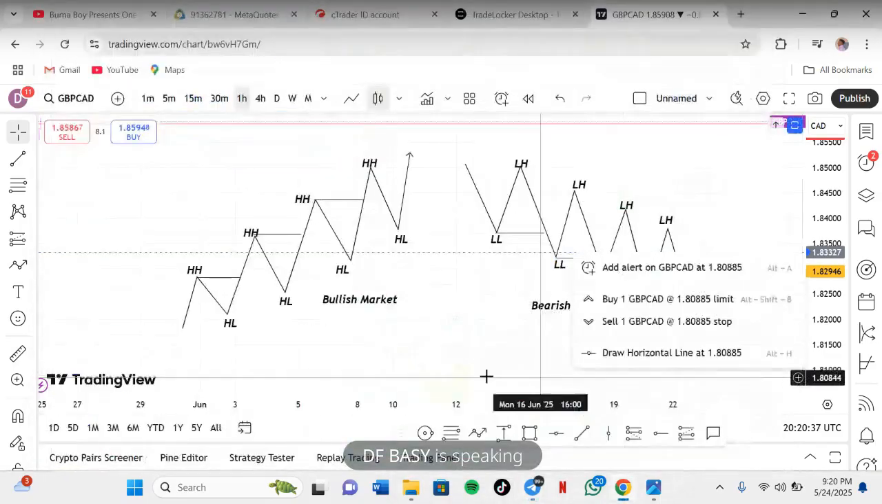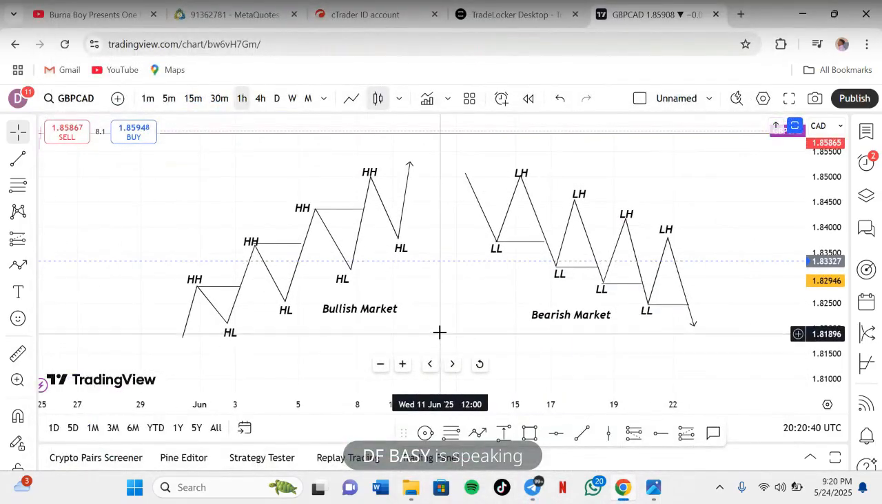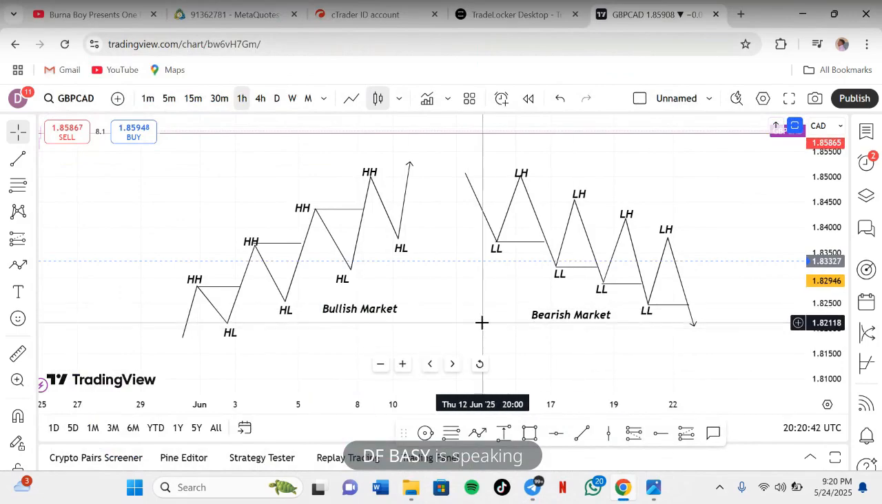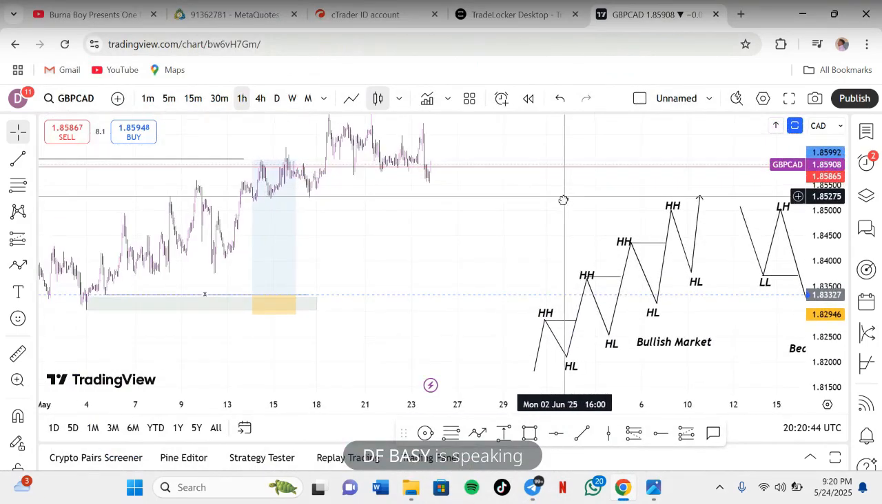Okay, you're there with me. So that's the introduction to it. This is a bullish market, this is a bearish market. So let's see if we can find that on the chart.